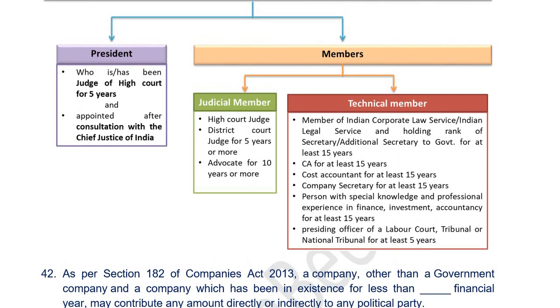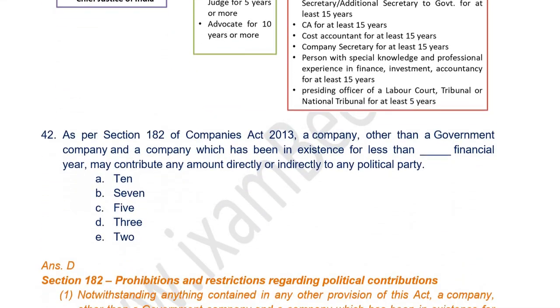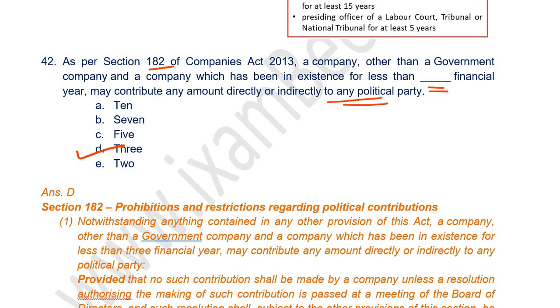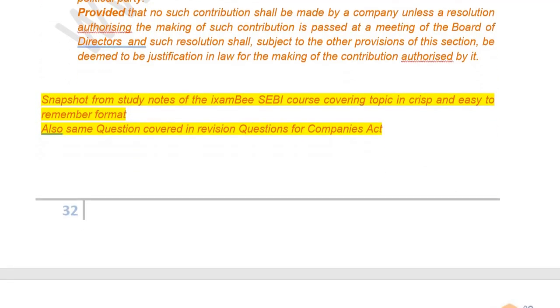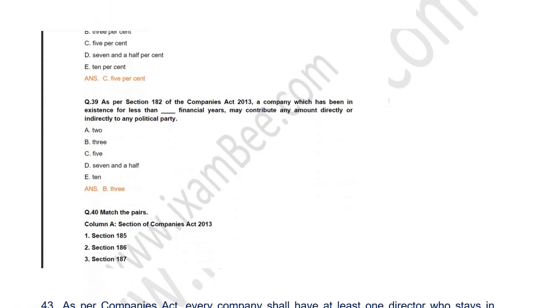So very nicely we present all the boring information of Companies Act for easy revision and good understanding. Less than how many years may contribute directly or indirectly to political parties? The correct answer is 3 years. This was also covered in our notes, and exact same question was given in the revision MCQs given by us for Companies Act before the exam.